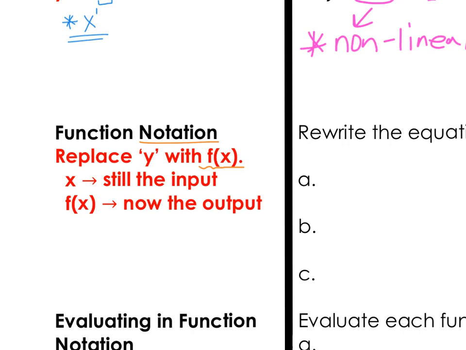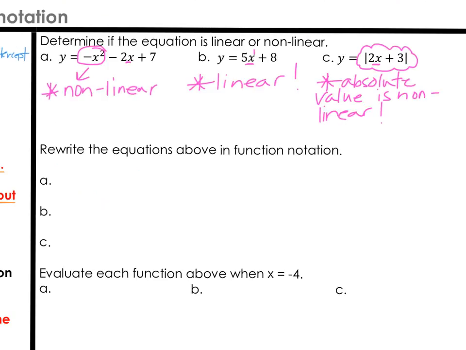X still represents the input or our domain. This f with the x in parentheses is now our output. So it means the same thing as y, and you read it like this. F of x. That means the function of x. And so we'll first start off just by rewriting our equations in that notation, and then I'll show you how to evaluate. We're asked to rewrite the equations above in function notation.